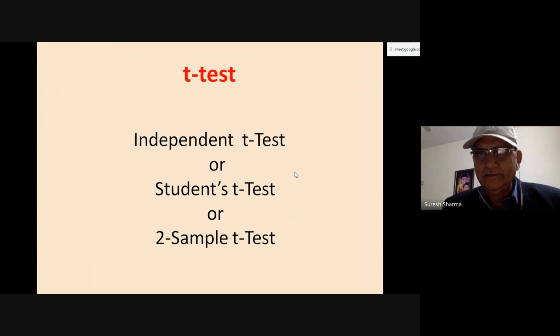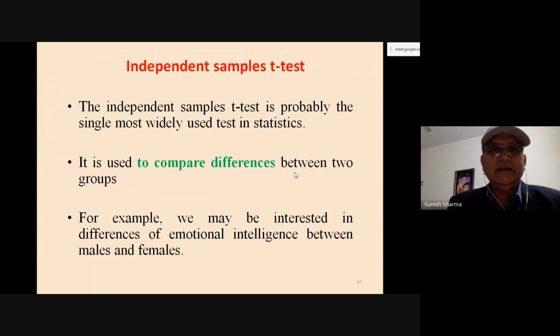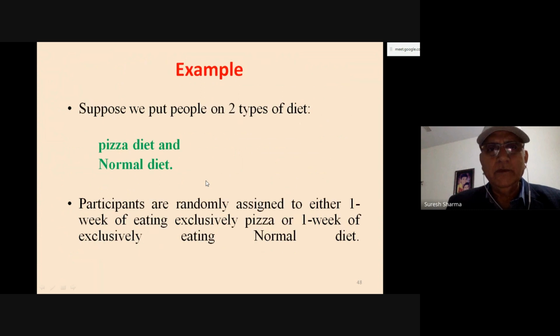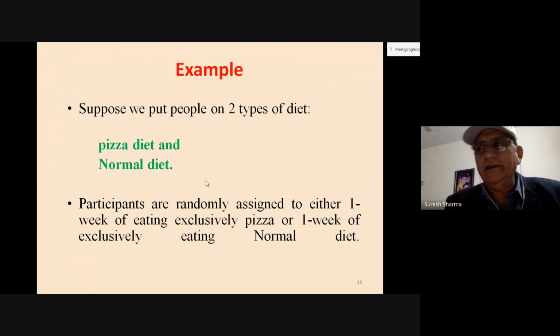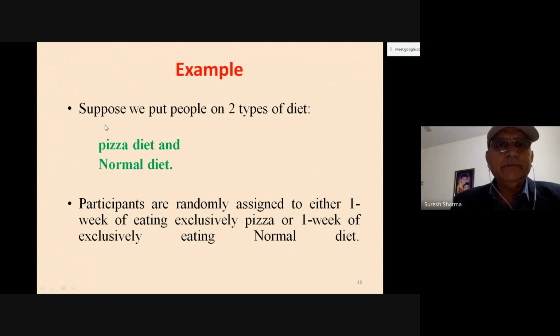Then independent t-test. What is independent t-test? Let's take this example. It is used to compare the difference between two groups, like West Bengal and Assam. Suppose we put people on diets, two types of diets. Let's say I put 10 people on pizza diet. They like pizza. So breakfast pizza, lunch pizza, dinner pizza. And another group of people are given normal diet, whatever we eat, rice or pulses or whatever, right?